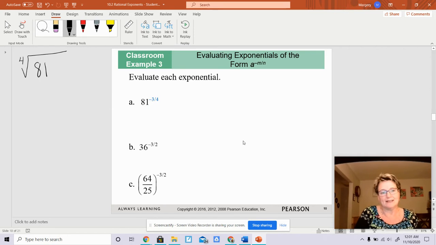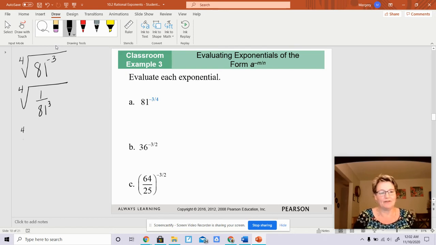81 to the negative third power, all right? So this numerator will tell you what the exponent on 81 is. The denominator will tell you what the index is. That is only if you want to use radicals to help you simplify it. So you would have the fourth root of 1 over 81 cubed.